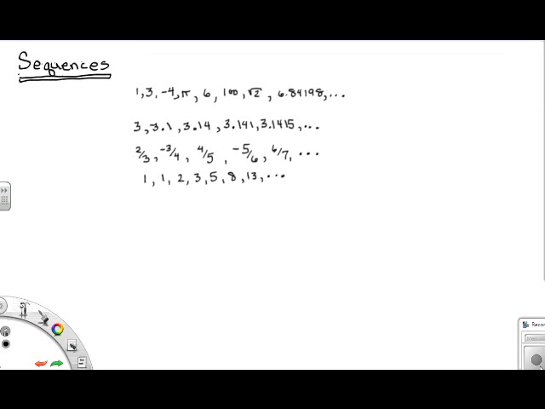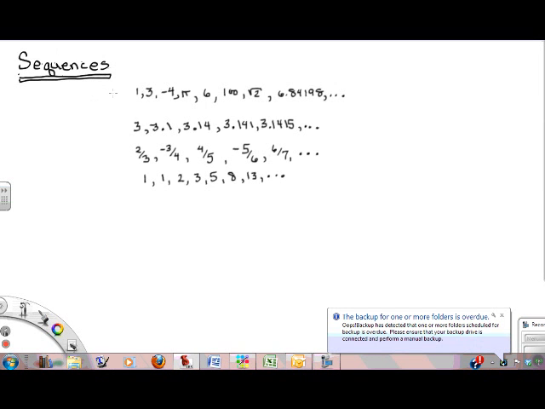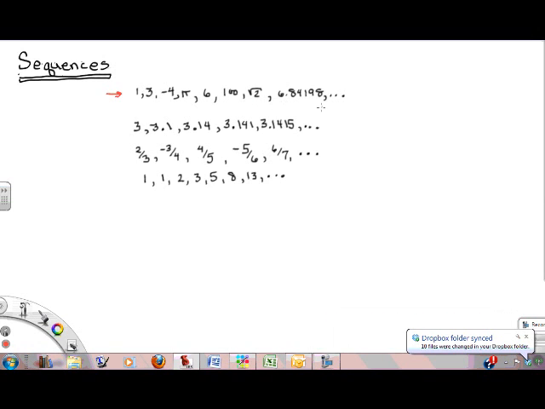Okay, let's talk a little bit about sequences. I've listed here a few sequences. A sequence is simply a list of numbers. So here's a sequence, right? 1, 3, negative 4, pi, 6, 100, square root 2, 6.84198, comma, and the list just goes on and on and on.